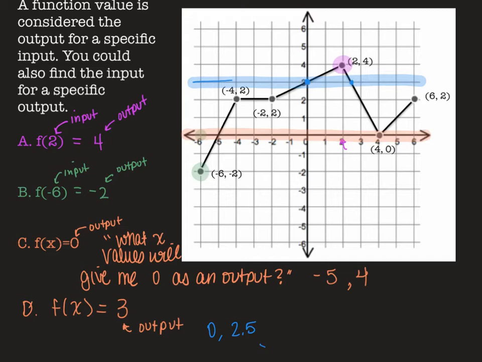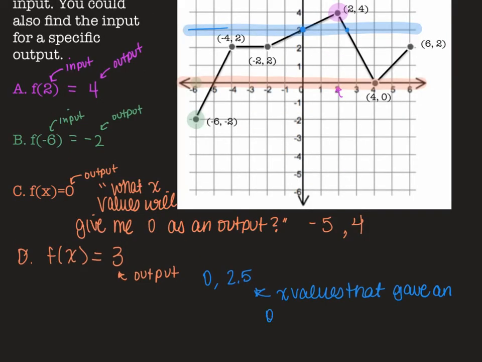Because those are the x values. So these are the x values that gave an output of 3. Okay, so it's a little bit opposite than the pink and the green. You're thinking of backwards now. You're saying, okay, this was my output. What was plugged in to get this? Or what was the x value that gave me this output?